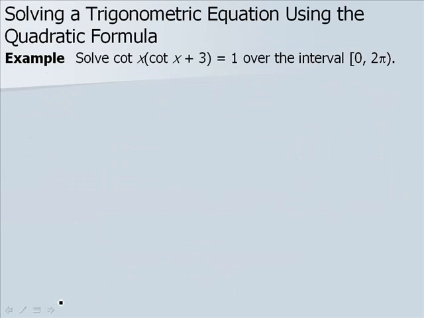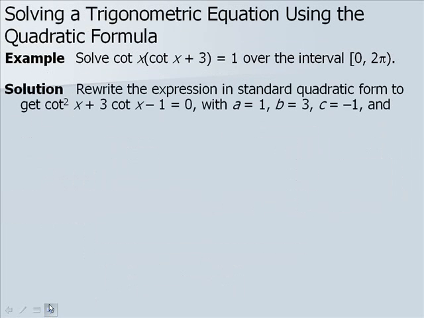Now let's look at solving a trigonometric equation using the quadratic formula. We want to solve cotangent of x times cotangent of x plus 3 equals 1 over the interval 0 to 2 pi. First thing we need to do is rewrite the expression in standard quadratic form, meaning we need to distribute here and move our 1 over, and we'll get cotangent squared of x plus 3 cotangent of x minus 1 equals 0. In this case, a is the coefficient of our squared term, which is 1, b is the coefficient of our middle term, which is 3, and c is our constant term, which is negative 1.